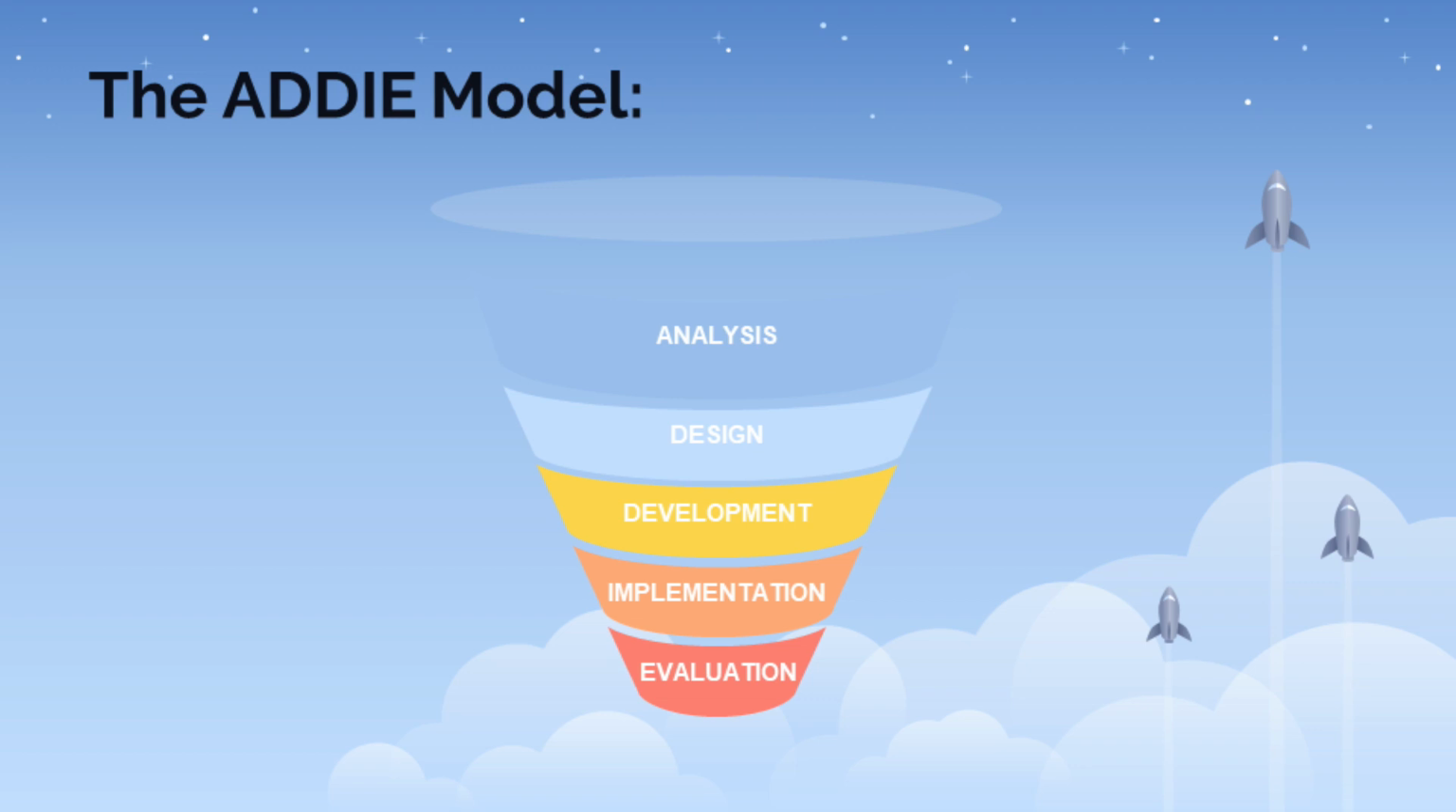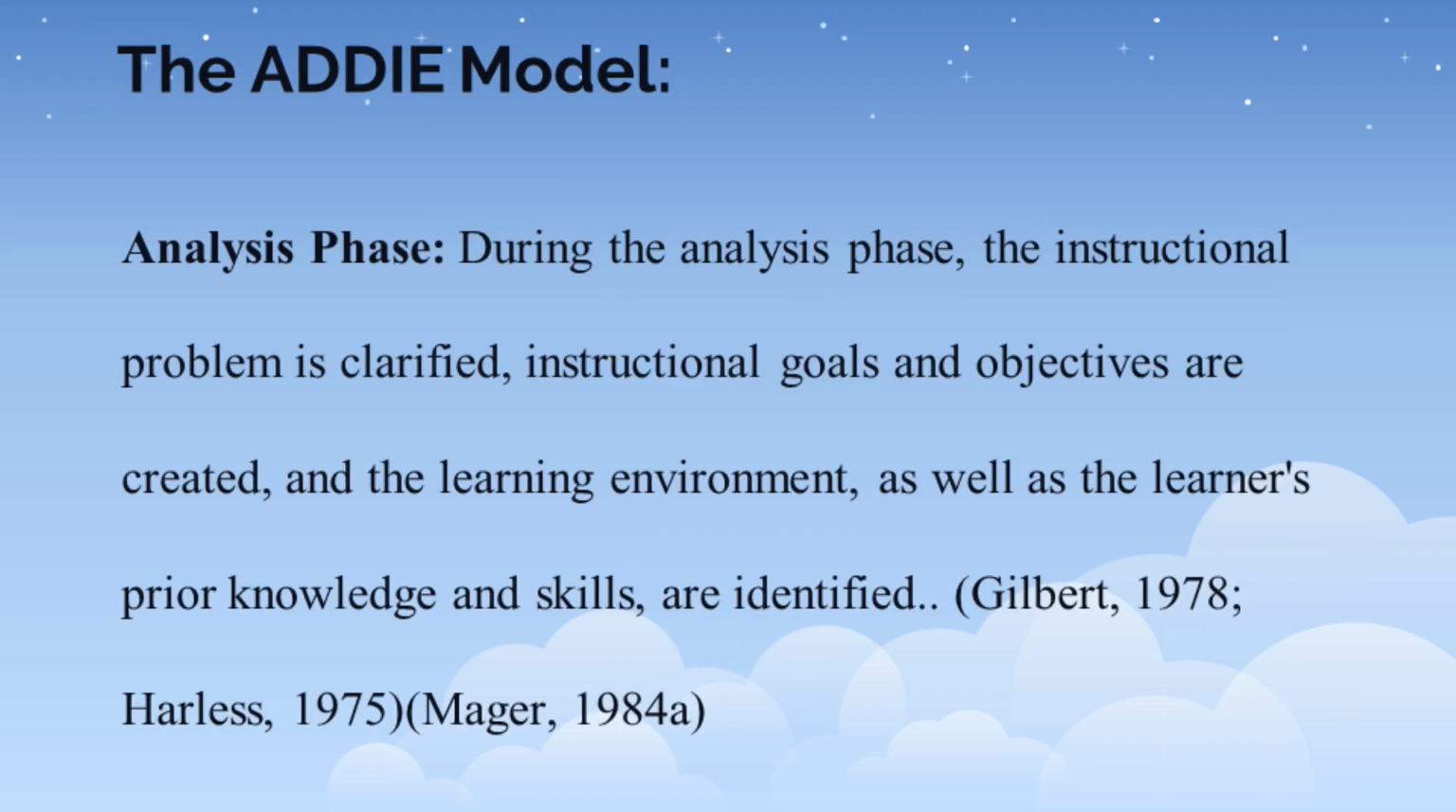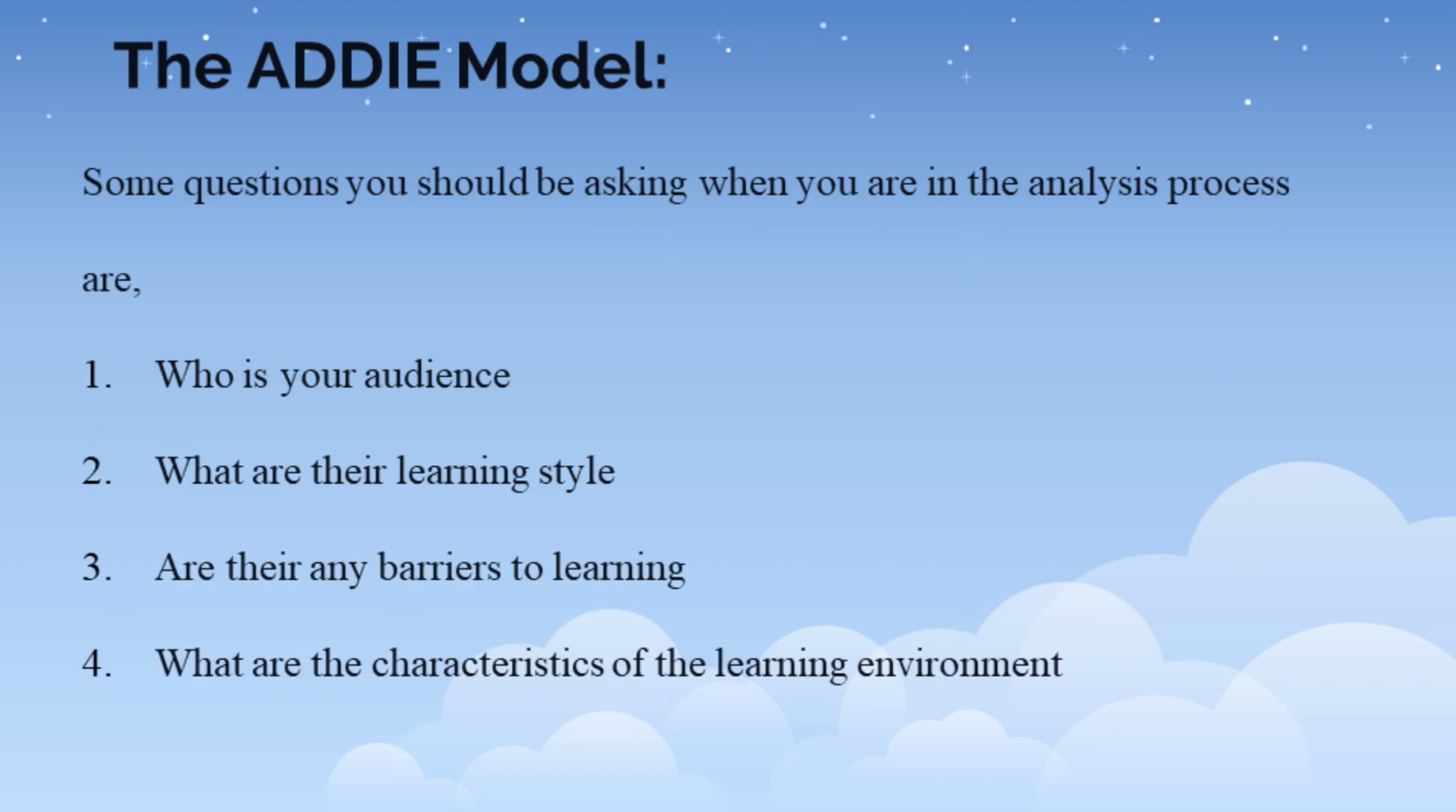I would like to explain in depth about each phase. Let me start with the analysis phase. During the analysis phase, the instructional problem is clarified, instructional goals and objectives are created, and the learning environment as well as the learner's prior knowledge and skills are identified. Some questions you should be asking when you are in the analysis process are: who is your audience? What are their learning styles? Are there any barriers to learning? What are the characteristics of the learning environment?